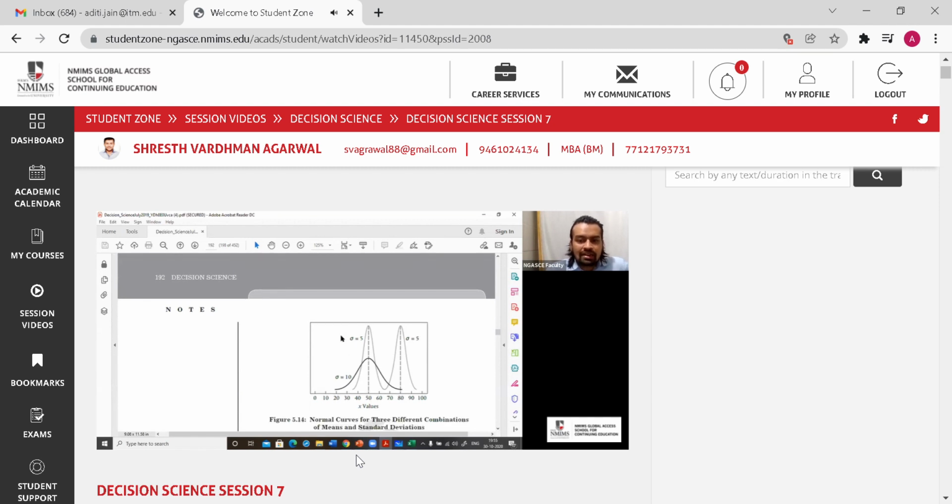Now, as standard deviation decides the shape of the curve, mean is just deciding the location. These two curves are located here. This third curve is located here, whose mean was 80. So why do we call the mean a location parameter? The reason is that it decides the location of the curve.